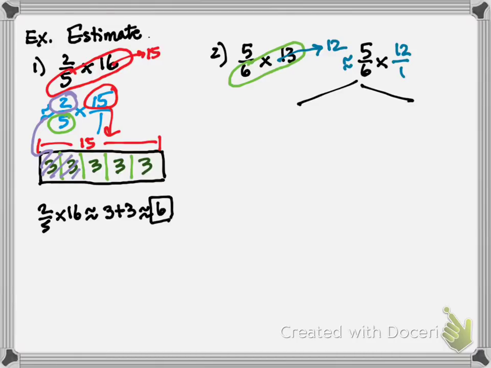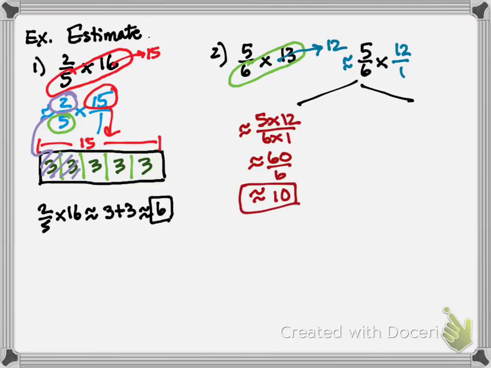The first way is let's just multiply straight across. So we have 5 times 12 over 6 times 1. And that gives us 60. These are all approximates. Over 6, which gives me approximately 10. Okay, now remember what the other way was.